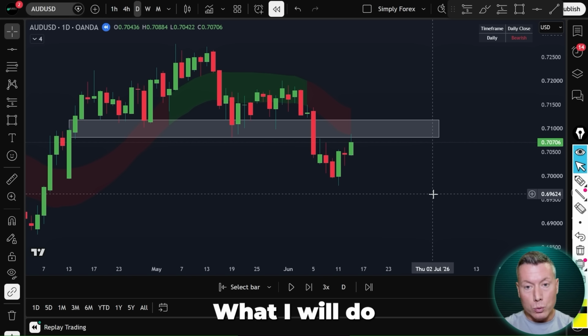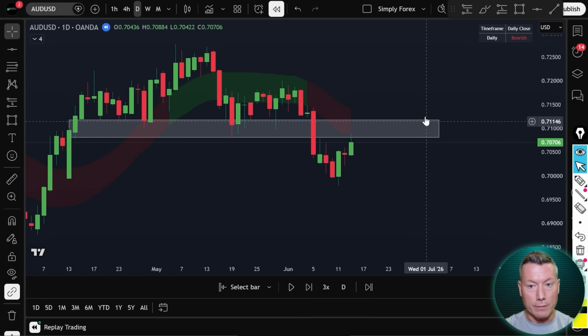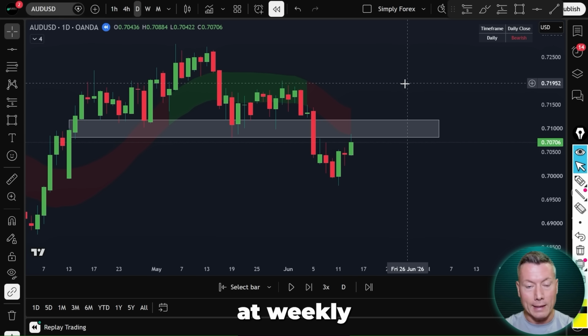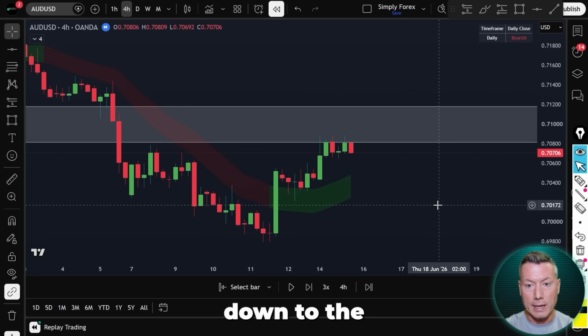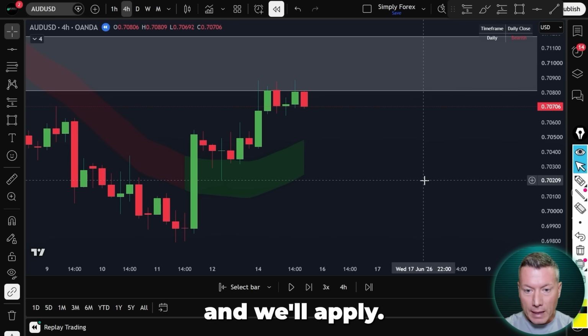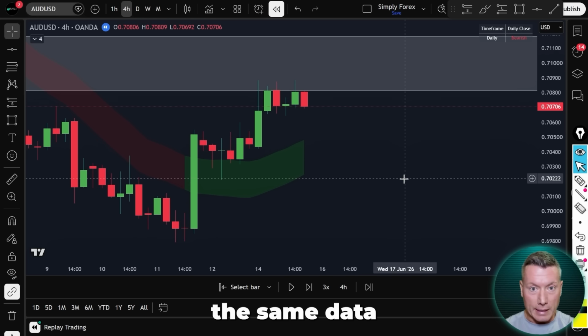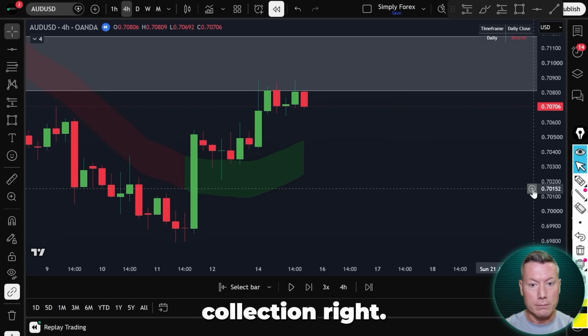Now, what I will do is multiple time frame analysis. So we've looked at weekly and daily, and that supports the sell trade. We've now retraced to a really nice level. And at this point, we'll drop down to the H4 chart, and we'll do the same data collection, right?